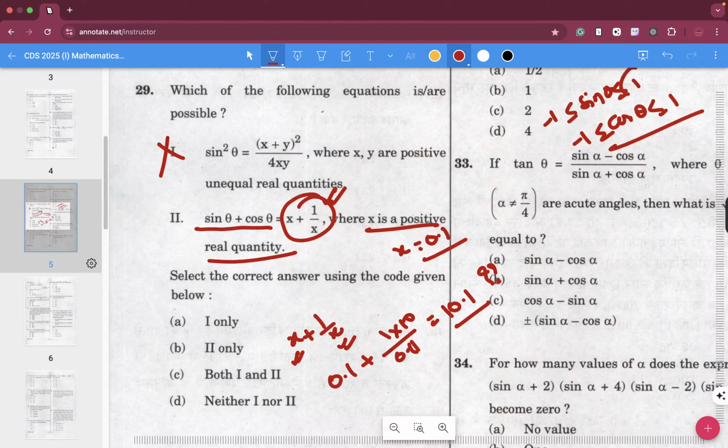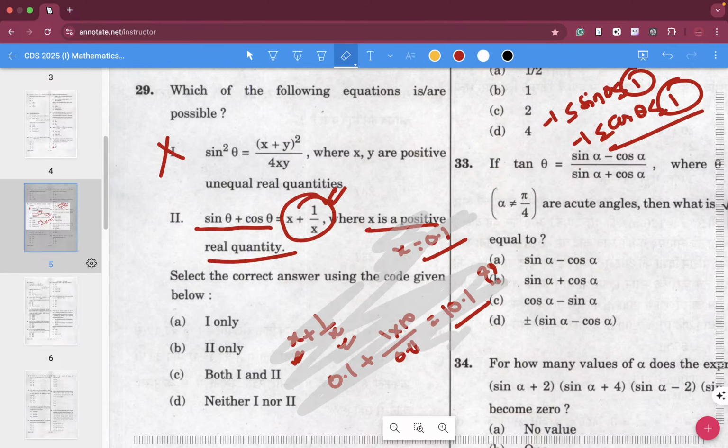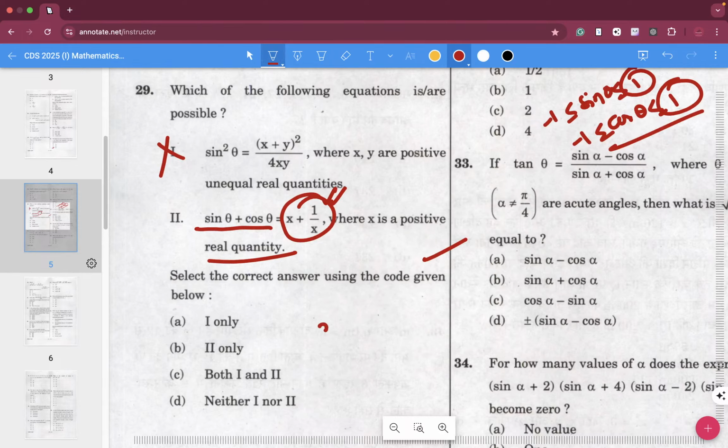Sine theta and cos theta can only have 1 over here, right? So 1 plus 1 can be 2, right? If you take one of the values, x is equal to 1 over here, which means x plus 1 by x is equal to 2, and this is the minimum value of x plus 1 by x.